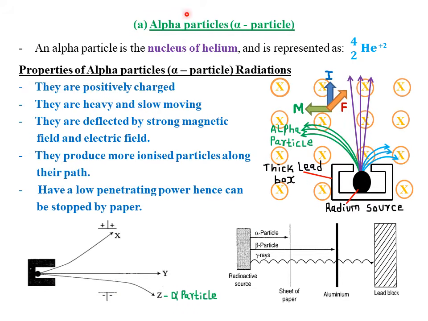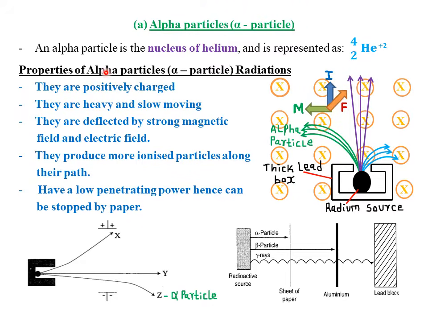we look at the first type of radiation, which is called the alpha radiation, or simply the alpha particles. So an alpha particle is simply the nucleus of helium. Then we know from chemistry that the first element of the periodic table is usually helium. So we know that helium is usually denoted by He. Of course, it is positively charged with a charge of positive 2. So helium has a mass number of 4 and atomic number 2.